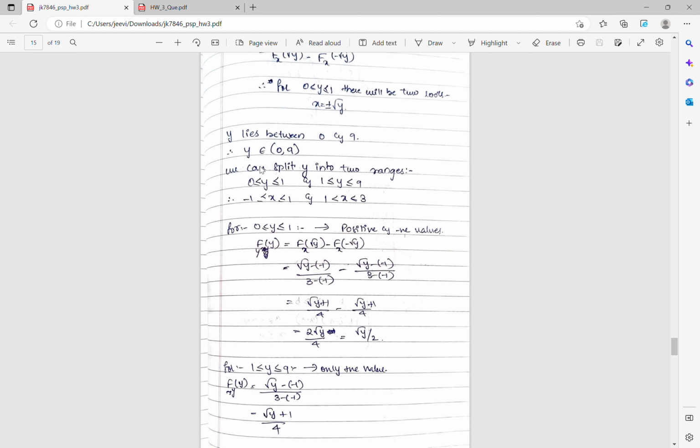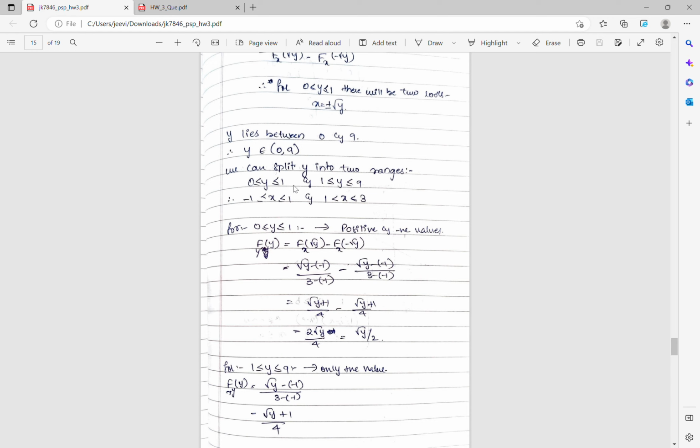Therefore since y ranges between 0 and 9, we can split the y value into two ranges, that is 0 less than or equal to y less than or equal to 1, and 1 less than or equal to y less than or equal to 9. Now based on this, we can write the values of x as x will range between minus 1 to 1, and it can also range between 1 and 3.